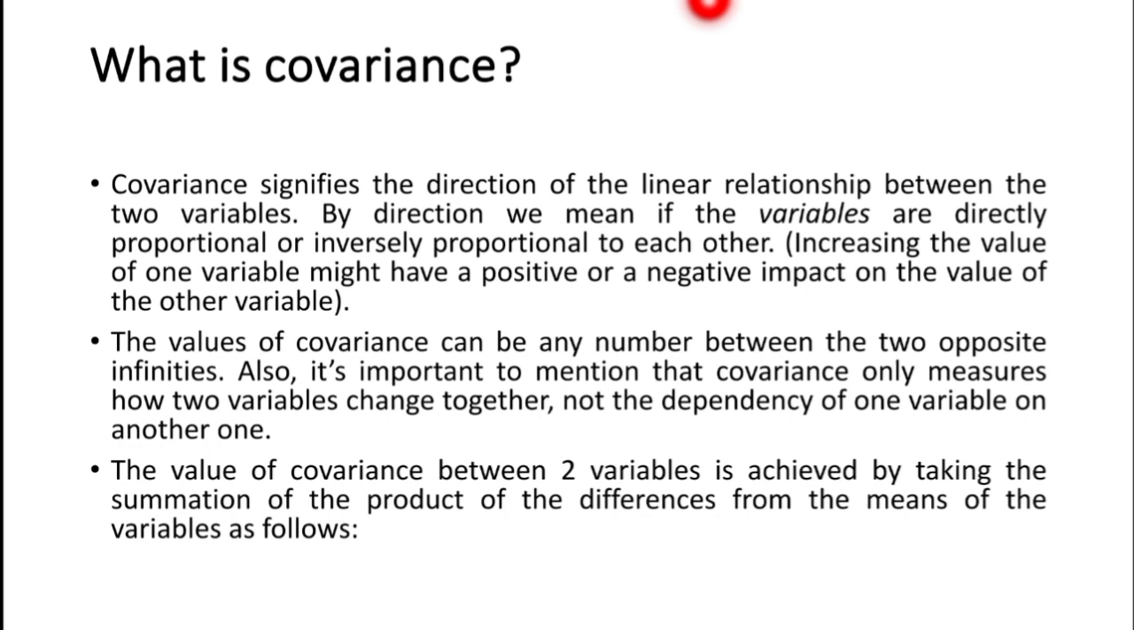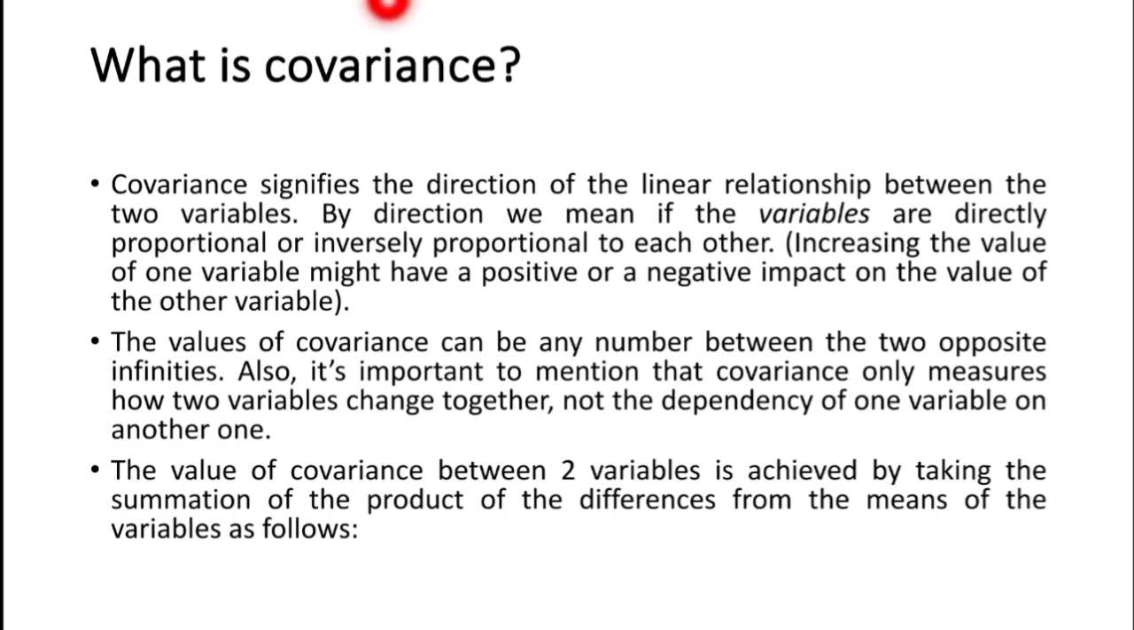And the value of the covariance can be any number between two opposite infinities. I told you, how much they are different means you can measure the difference using some value. That value is nothing but a number. You are going to get some number, and that number can range between the two opposite infinities, right.